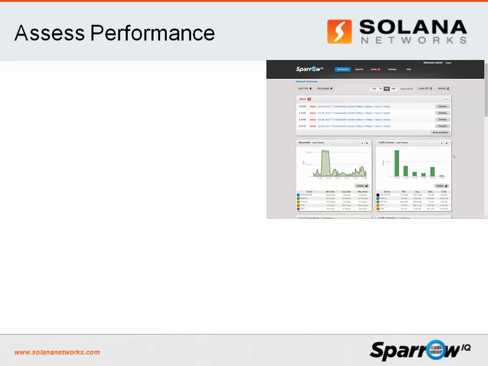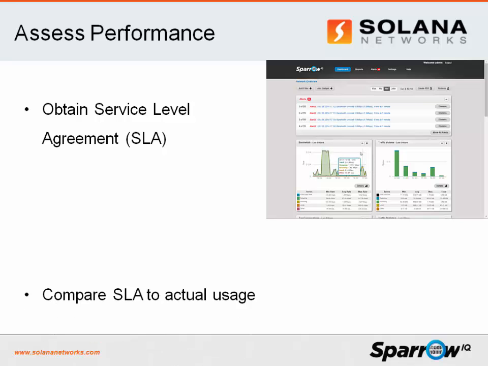Next, we will assess the performance of the network. To do this, find out the network's service level agreement. For example, they subscribe to a 30 megabits per second WAN link. Compare this to the actual usage of the network.